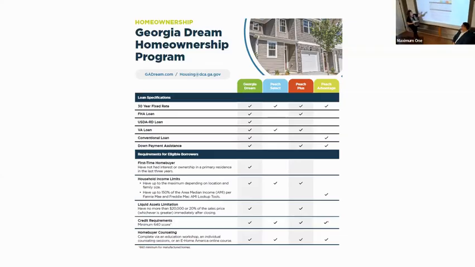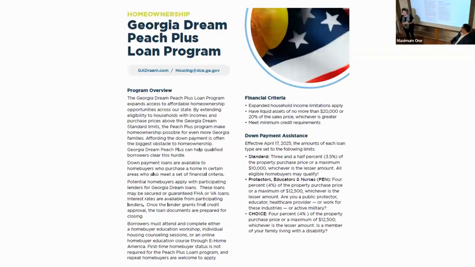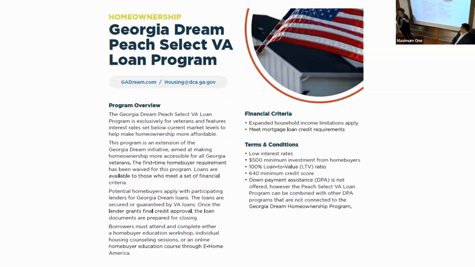Then you've got the Peach Select. That's the VA. They don't get any down payment assistance. However, they do get the rate. And the rates are about to change because DCA, the Department of Community Affairs, sets those rates periodically, and they should be going down because I can get a better rate than 6.375. All of these programs are at 6.375. They should be changing pretty soon because we're in third quarter.